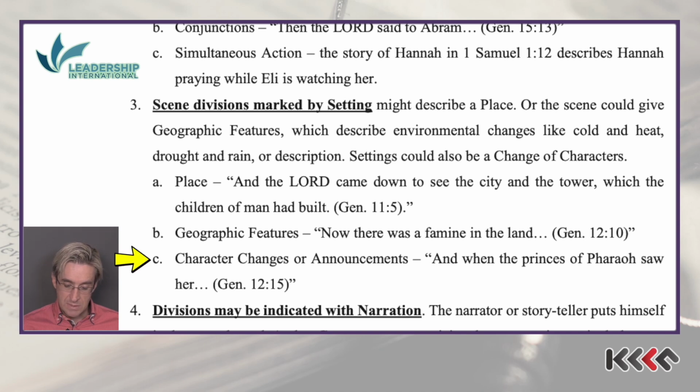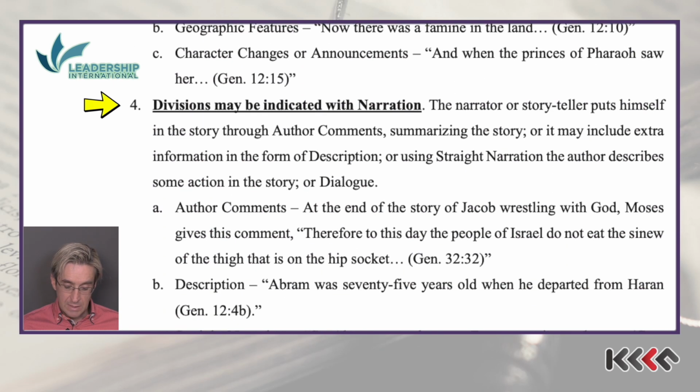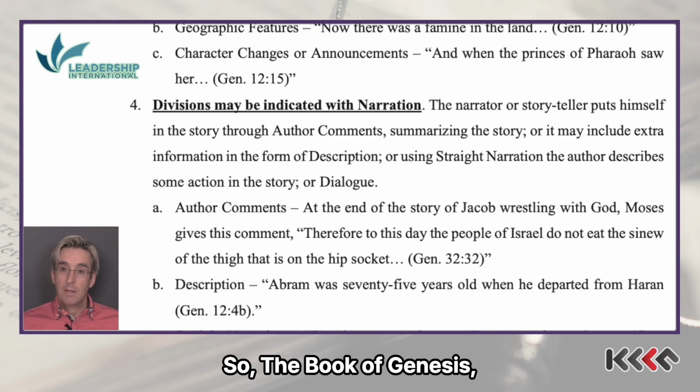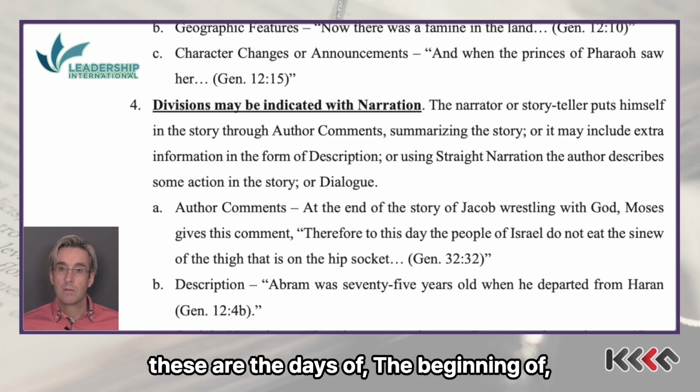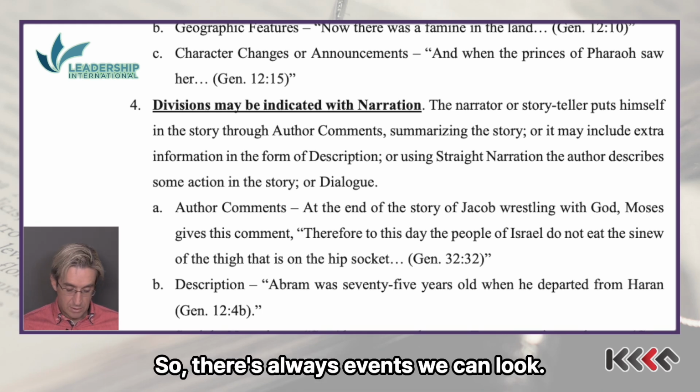Change of character or announcements: then the princes of Pharaoh saw her. So there's context, so we can dig into history and refer to events. Divisions make the indication of a narration. The first one, the author comment. At the end of the story of Jacob wrestling with God, Moses gives this comment: Therefore, to this day, the people of Israel do not eat the sinew of the thigh that is on the hip socket. So in the book of Genesis, these are the days of, the beginning of, these are the genealogy of. So there are always events we can look at.